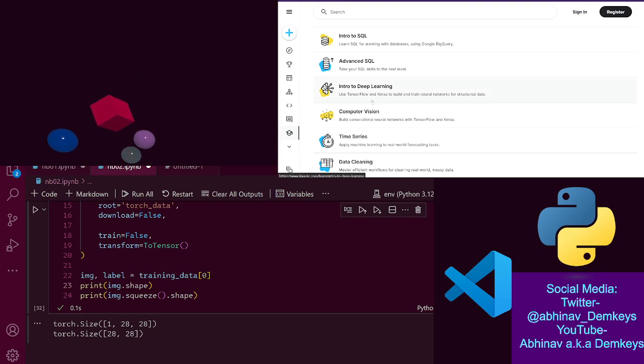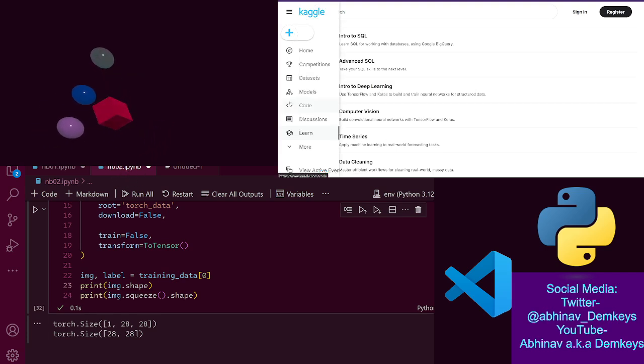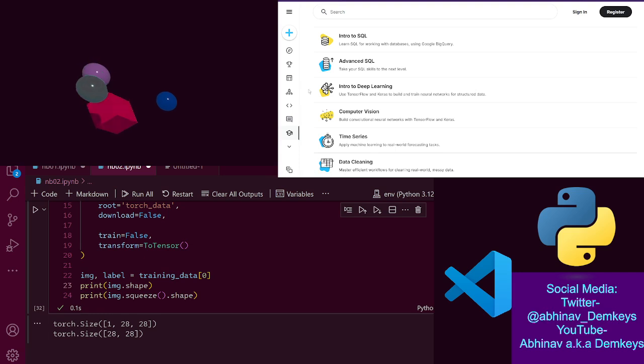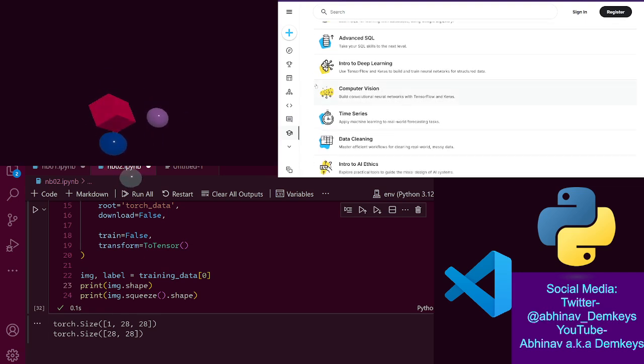It gets interesting. Intro to deep learning, where they introduce us to neural networks. I think they also go into convolutional neural networks here, or I think they do that in the computer vision section. And then there's this time series thing. I think this just uses ML models.